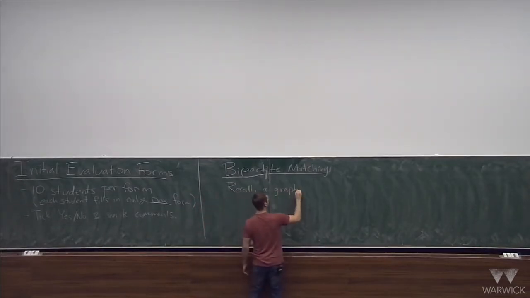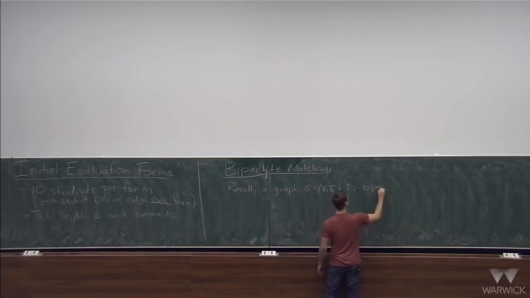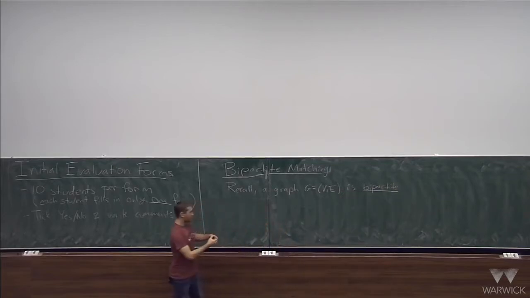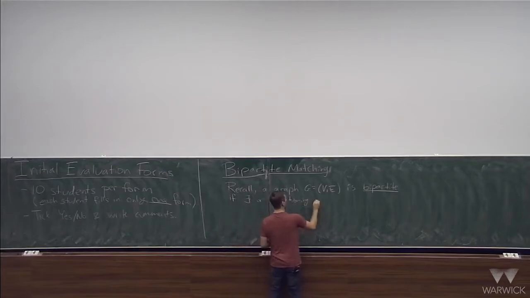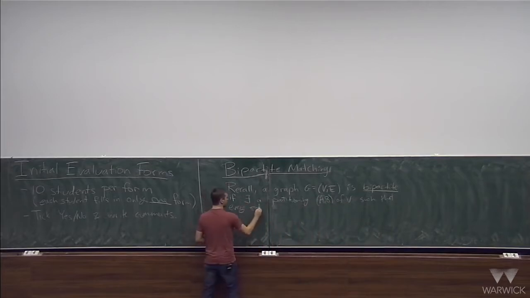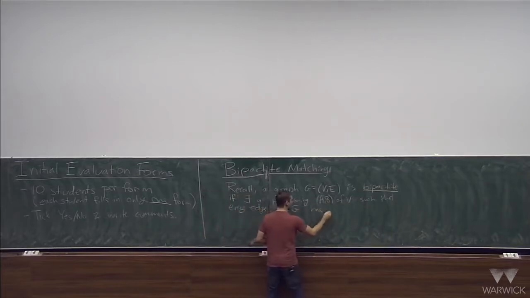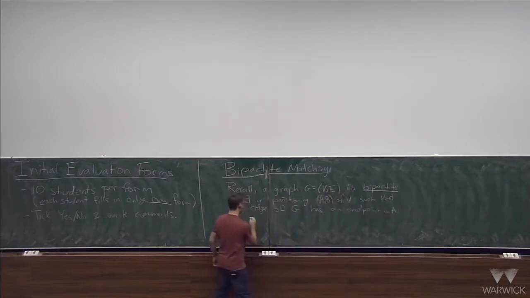a graph G is bipartite if you can split the vertex set into two sets such that all the edges go from one set to the other. So if there exists a partitioning of V into sets A, B of V such that every edge of G has an endpoint in A and an endpoint in B.